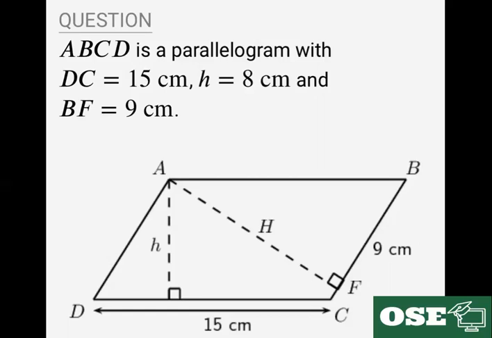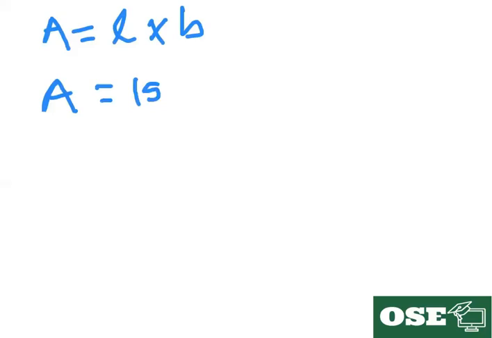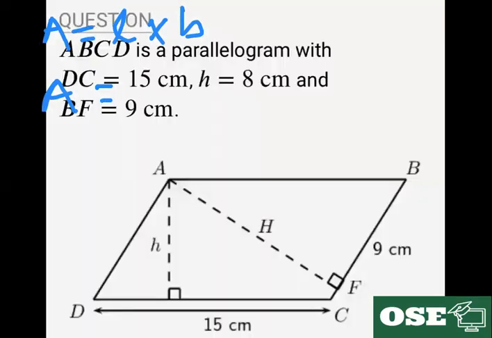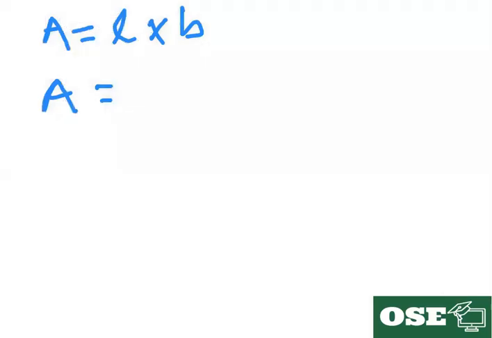The area. A is equal to length times breadth, which is 15 times 9, which is 135 square centimeters.